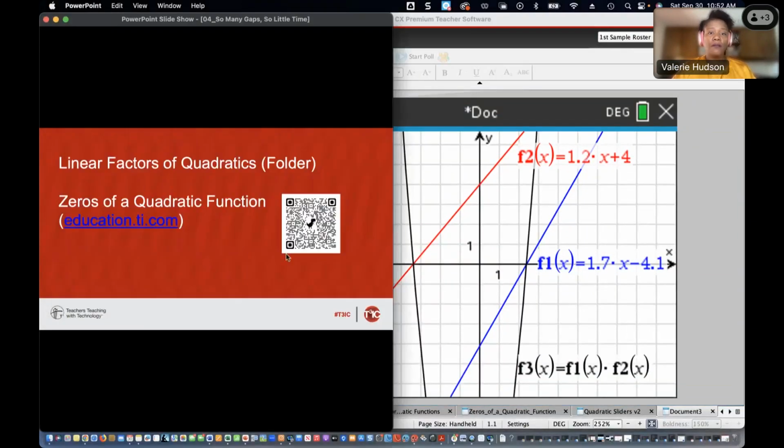All right, so again, zeros of a quadratic function from the TI website does the same. So you can either have your students make that activity or use either activity that you like. I think it's nice for students to see that relationship because they don't always get that on their own.